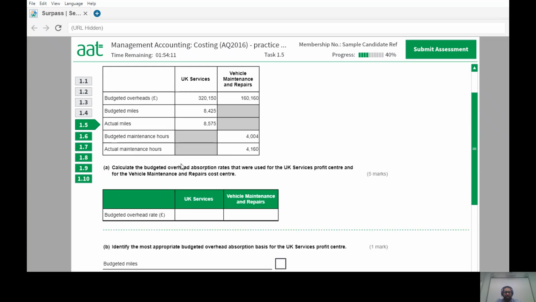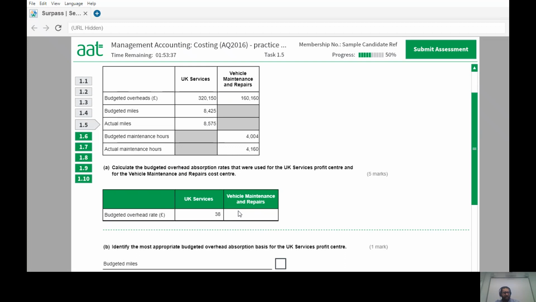Okay. So the first one, they want to know what the budgeted overhead rate is going to be for UK services. So you have the budgeted overhead divided by the budgeted activity, which is that. Not the actual mile, not the actual maintenance hours, because what we do, we absorb the overheads by the budgeted figures. So let's see that here, 320,150 divided by 8,425, and that is going to give me 38 pounds absorption rate for UK services.